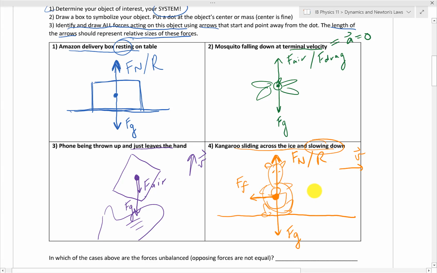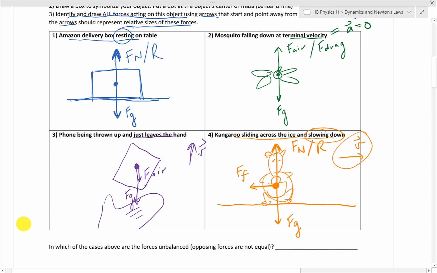If you're thinking, oh, well, doesn't the kangaroo have an applied force or some sort of force pushing the kangaroo forward? Well, if there's nothing touching the kangaroo, nothing pushing the kangaroo, nothing pulling on the kangaroo, then there is no applied force on this kangaroo. The fact that it's moving forward has nothing to do with the force. It's just the kangaroo's momentum is already in the forward direction, and the forces are kind of chipping away at the kangaroo's momentum, its motion moving forward.